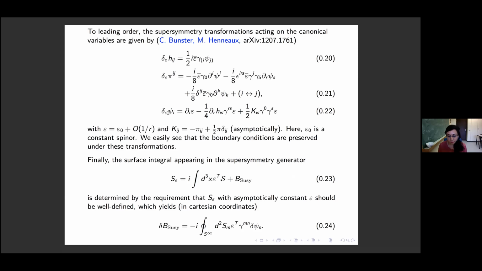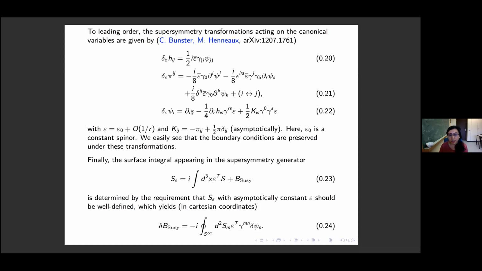So the supersymmetry transformations on H and Pi are consistent with this fall-off. Now for psi, recall that the fall-off was psi as 1 by r squared, but there was no parity requirement. The second and third terms are fine. They change psi at order 1 by r squared. But when you see the first term, merely the leading order of epsilon being order 1 is not sufficient.